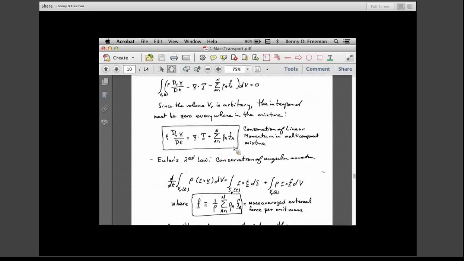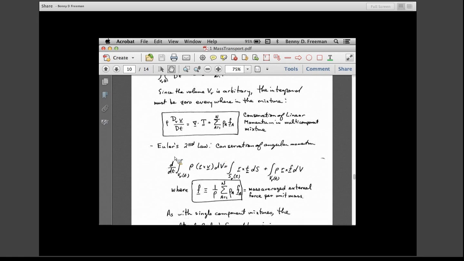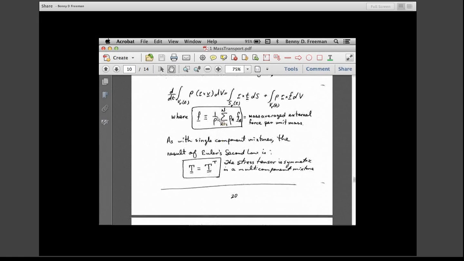We won't use it so much in this course, but I want you to be aware of how this can be derived. This is often accompanied with an expression of what's called Euler's second law, which is conservation of angular momentum. And again, I'm not going to go through the details on that, but it basically turns out that the result of that, for our purposes, is that the stress tensor has to be symmetric in a multi-component mixture.